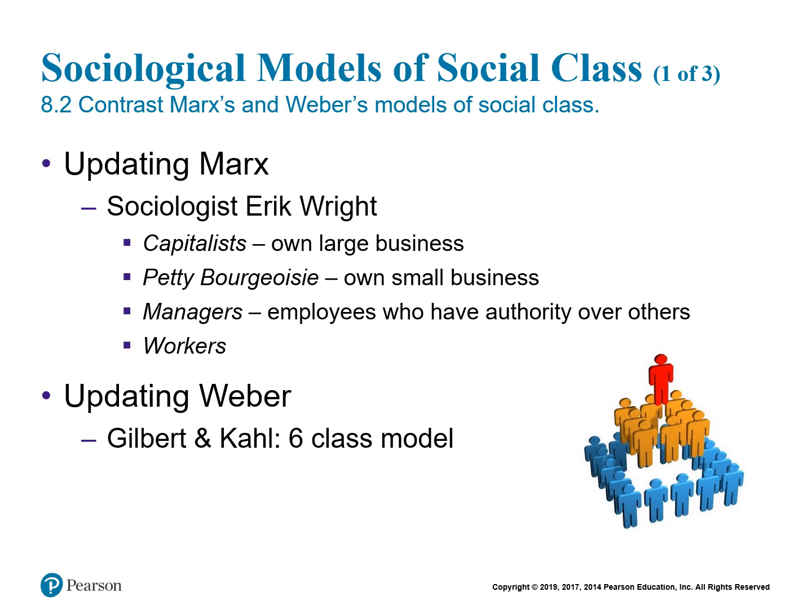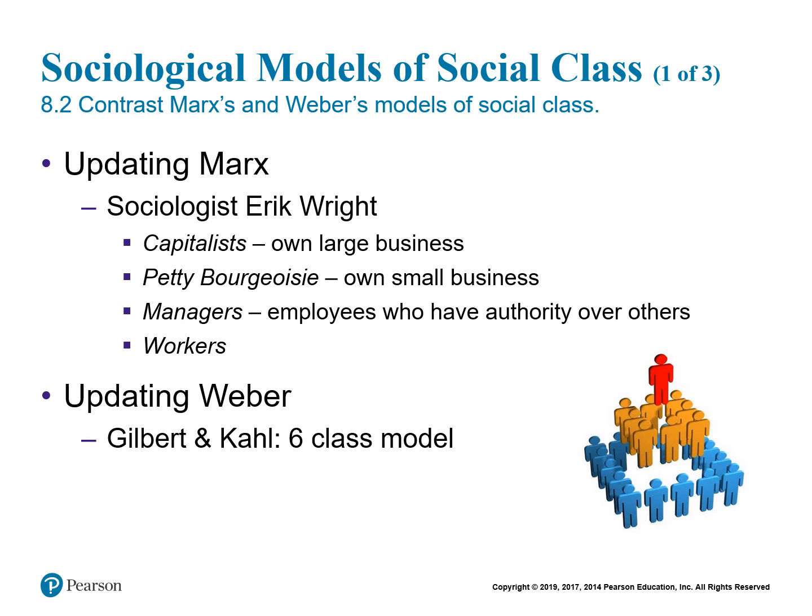Okay, next we're going to look at our sociological models of social class. And although both Karl Marx and Max Weber proposed models of social class, both of these models have been modified to be more representative of the class structure as it exists now. So we look at how we've updated Marx. Sociologist Eric Wright realized that not everybody falls into Marx's two broad classes of capitalists and workers, or bourgeoisie and proletariat.